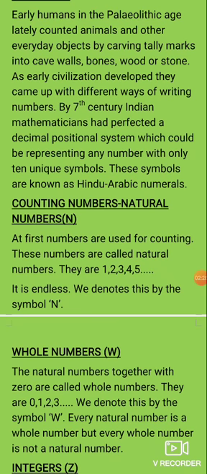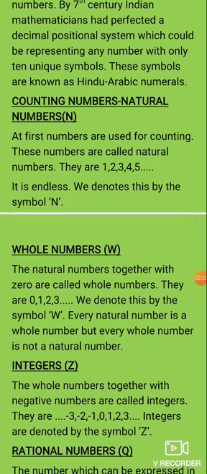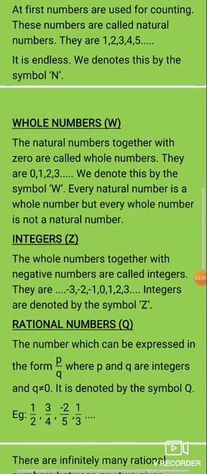Okay, clear? Now the next one, what? Integers. The whole numbers together with negative numbers are called integers. So connect all these numbers. First one, natural numbers together with 0 are whole numbers. Then whole numbers together with negative numbers are called integers. Now which are they? Examples: etc., -3, -2, -1, 0, 1, 2, 3, etc. Both sides it is endless. Now integers are denoted by which symbol? Z.